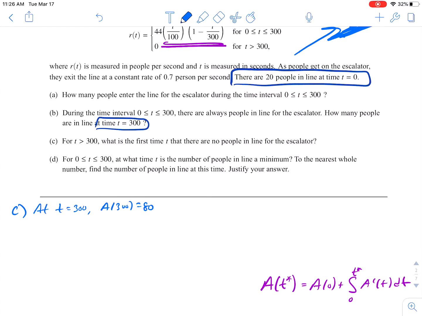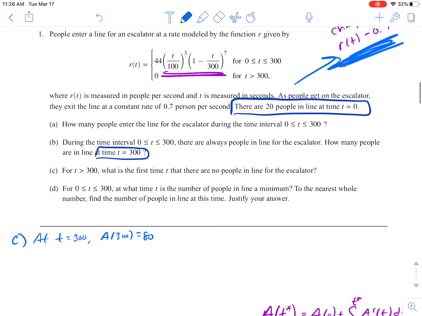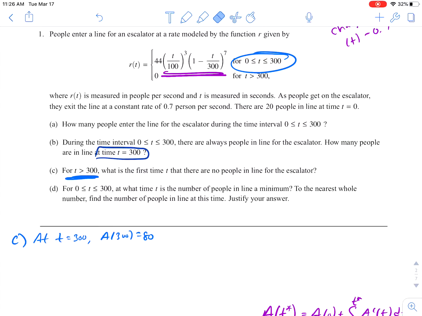Let's see. There are 80 people left on the escalator. Now, keep in mind, people are only getting on the escalator for the first 300 seconds, so this question is specific for t values greater than 300. People are no longer getting on the escalator. I would assume, however, that people are still exiting at 0.7 people per second. So we have 80 people left in line. How long is it going to take for those 80 people to get onto the escalator?